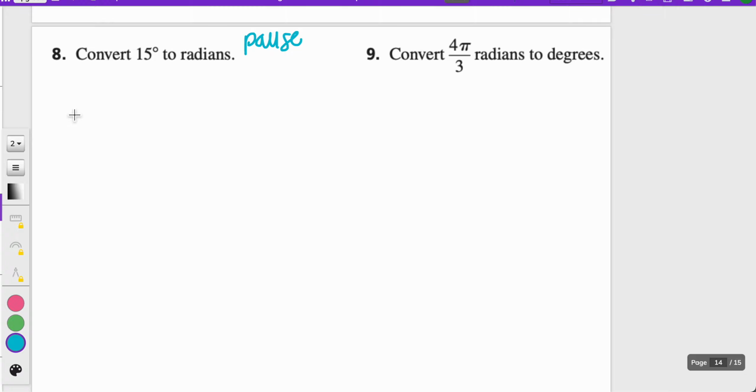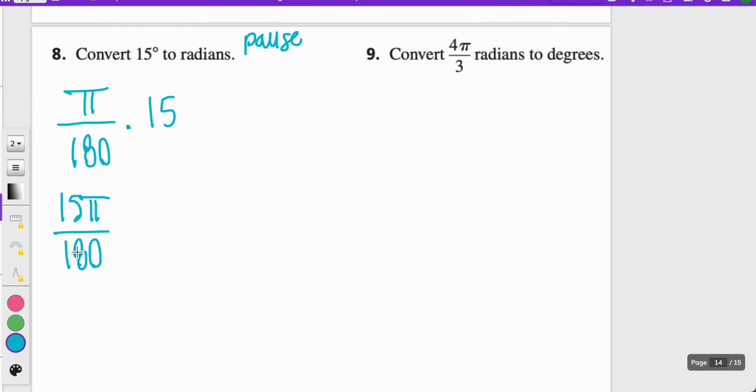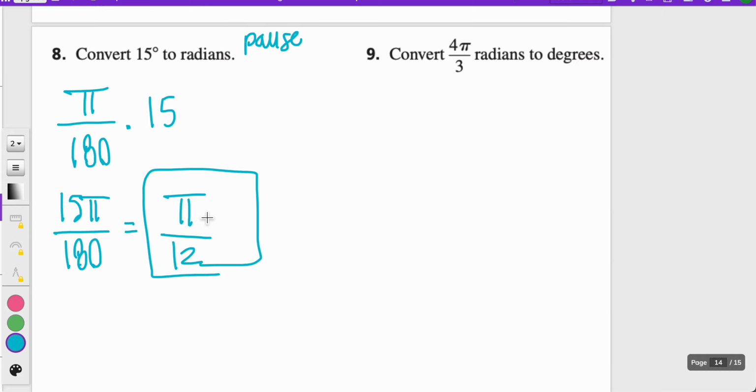All right, if we want to convert 15 degrees to radians, we take pi over 180 and then times that by the degrees. So I'm going to get 15 pi over 180, and then I'm just going to simplify, seeing if 180 divided by 15 works, and it does, so that'll be pi over 12 radians.